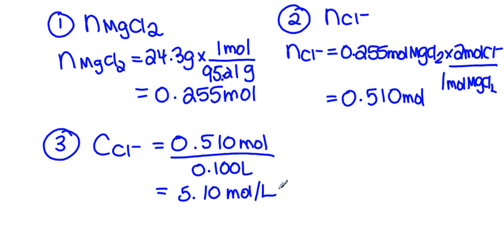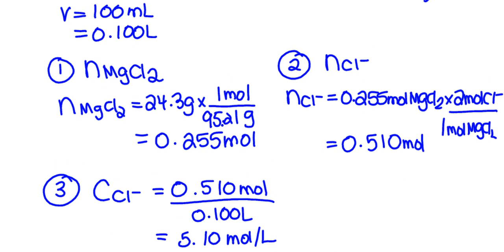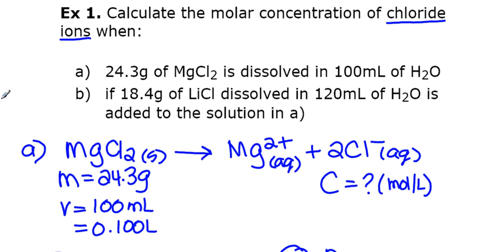So that's the answer to part A. What is the concentration of chloride ions? 5.10 moles per liter. Now, if we go back and take a look at part B, something different is happening here. So it says, find the molar concentration of chloride ions if 18.4 grams of lithium chloride that have been dissolved in 120 milliliters of water is added to the solution in part A. So that means to this solution here.